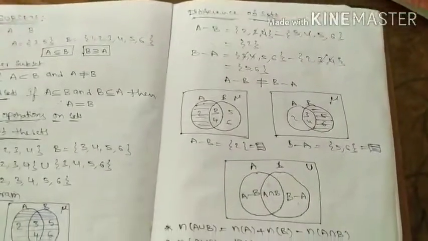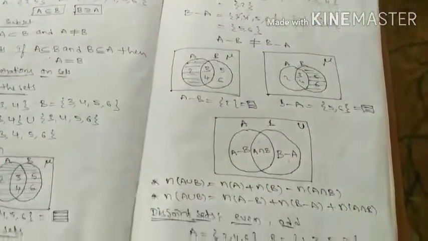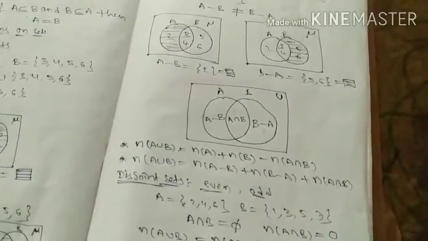And the Venn diagram is most important. With the help of the Venn diagram they will ask. It is a short and easy chapter.